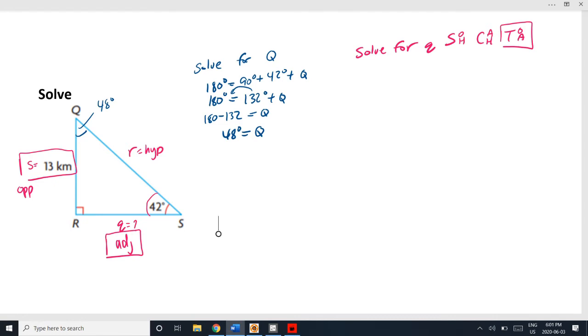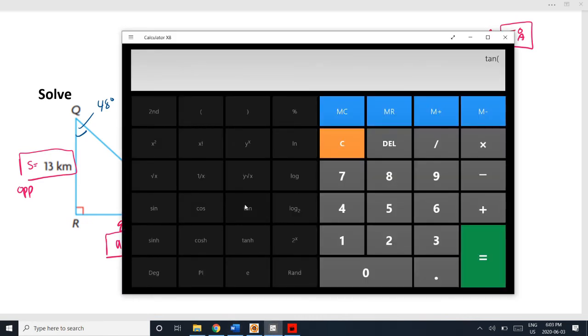So let's fill this in. We know tan of 42 degrees is equal to opposite over adjacent, which is equal to opposite, which we said was 13 from this angle, and adjacent is Q, we don't know what it is, and we're going to be able to solve for that. So we have tan 42 degrees is equal to 13 over Q. So we can figure out what tan 42 degrees is by plugging that into our calculator. So tan 42 degrees is equal to 0.90.